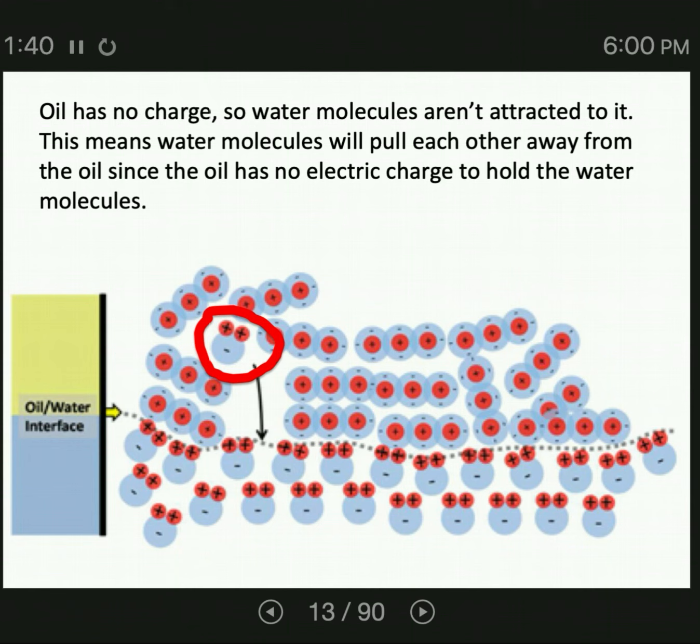Yes, oil and water separate. It's not because they're repelling each other. It's that all the water molecules are attracted to each other, and they end up excluding the oil because of that.